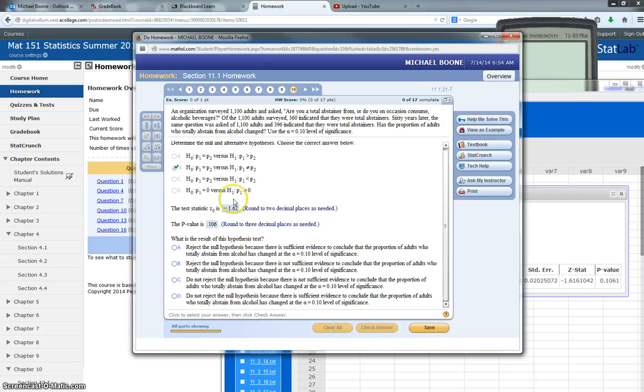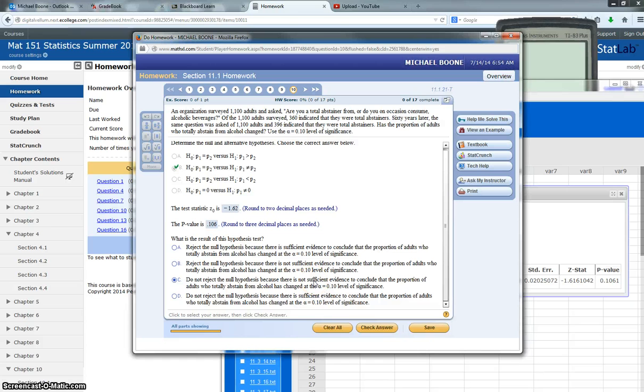And then finally, what's the conclusion? Since my p-value is not lower than my alpha, I would not reject the null hypothesis. So if we do not reject, that means we have not sufficient evidence to conclude that the proportion of adults who totally abstain from alcohol has changed. So there is not sufficient evidence. We did not reject, right? So not sufficient evidence because my p-value is greater than my alpha.